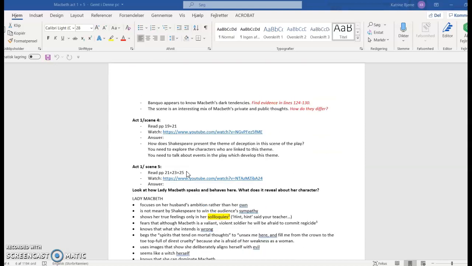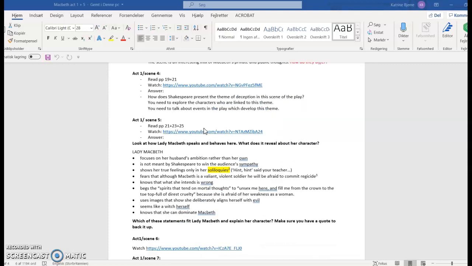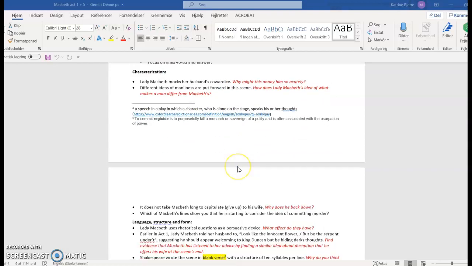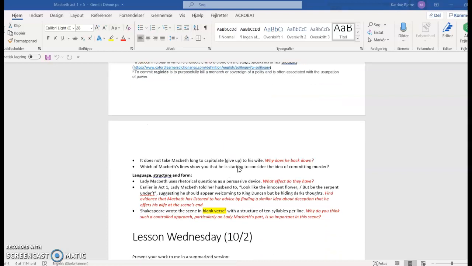All right, so Act 1, Scene 4, that's also what you have to do here on Thursday and Monday, and the same with Scene 5 and Scenes 6 and 7. Scene 6 is also one where you just have to watch the analysis. So that was your work for Thursday and Monday.